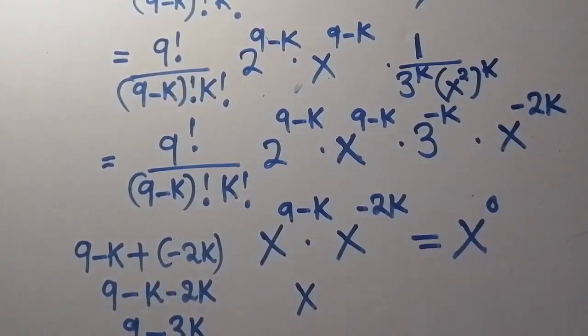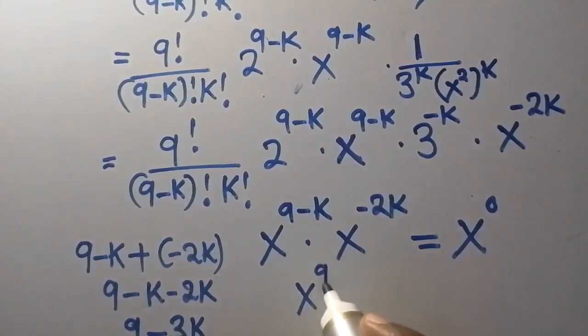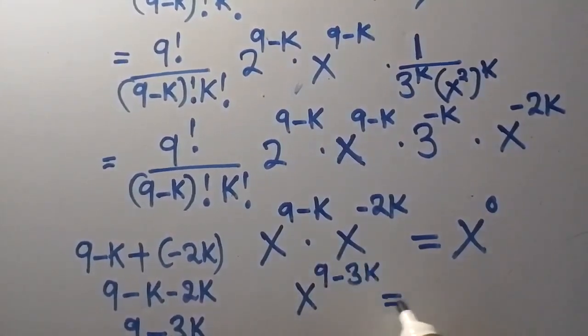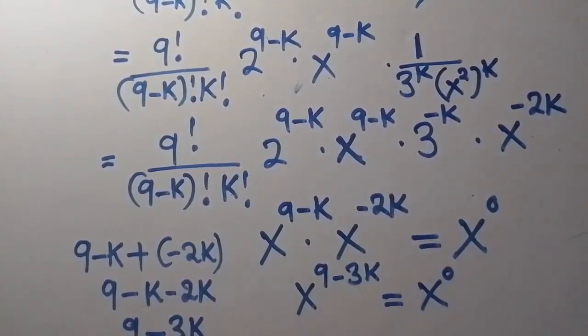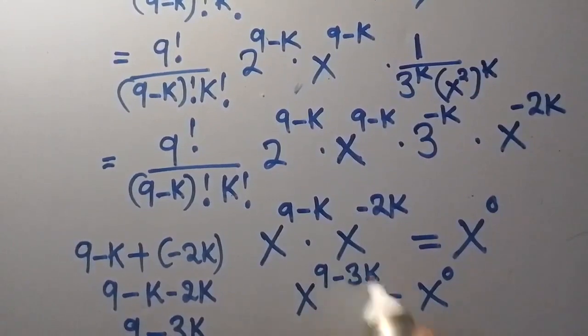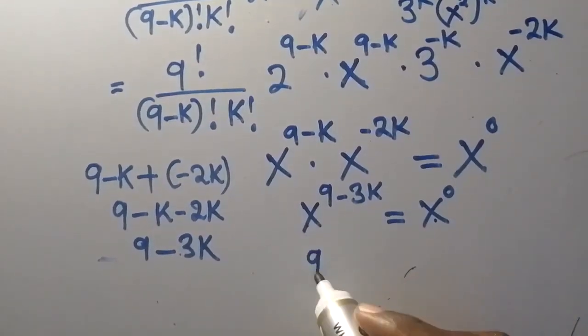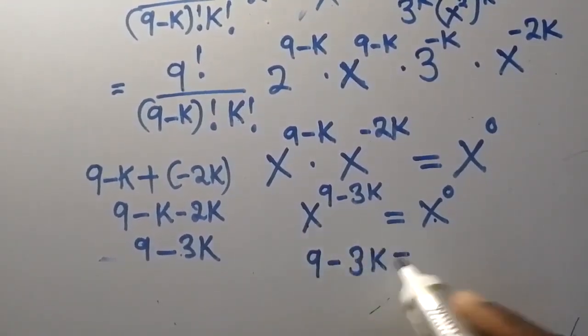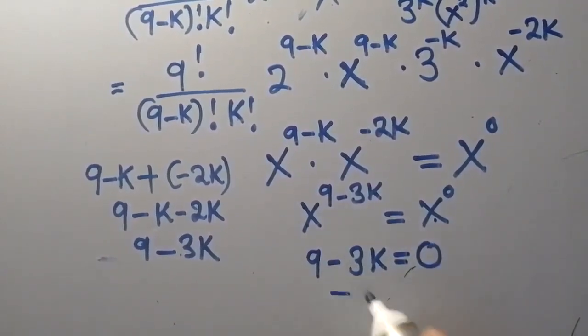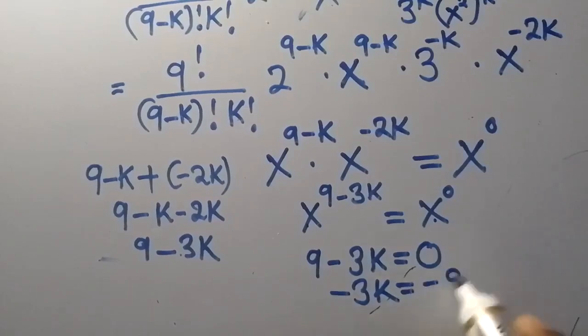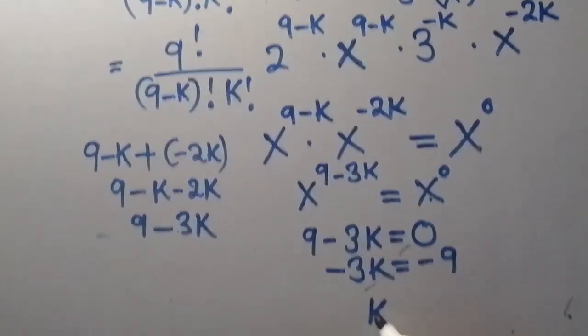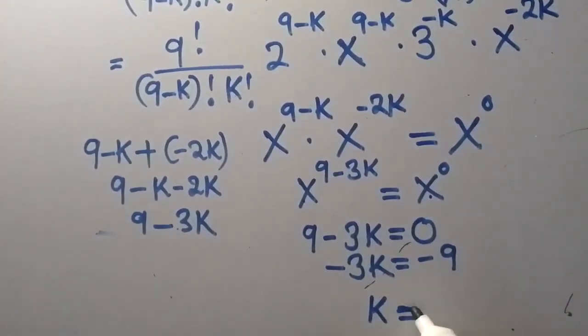So since this is what I'm having, what am I going to do here? The power 9 minus 3k is equal to x to the power 0. So x and x are going to equate. Then I'm going to remain with 9 minus 3k is equal to 0, where negative 3k is equal to negative 9. So if you divide both sides by negative 3, you are going to have the value of k to be 3.